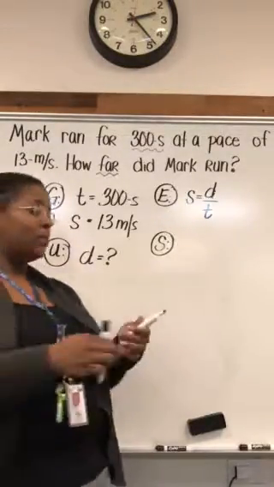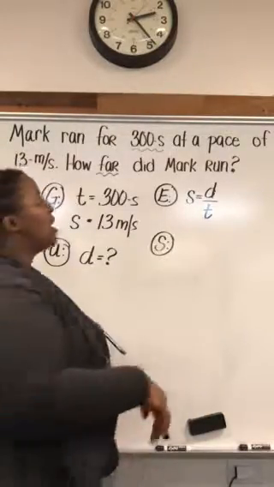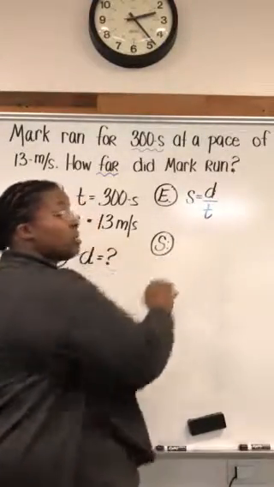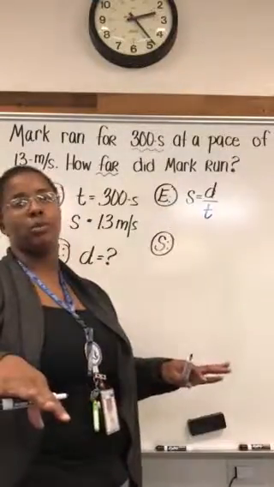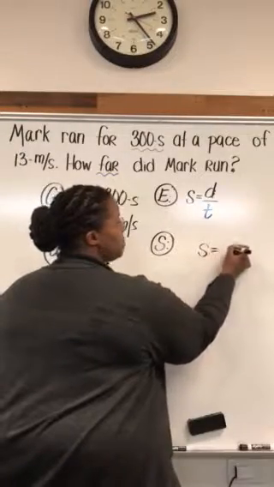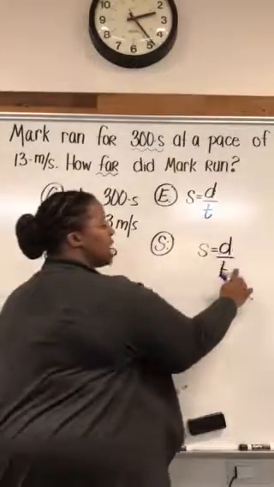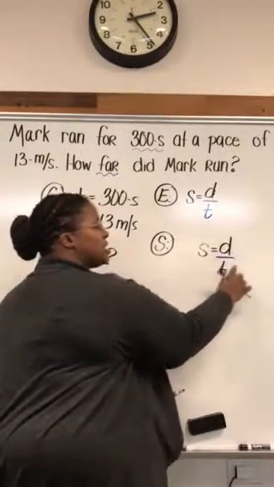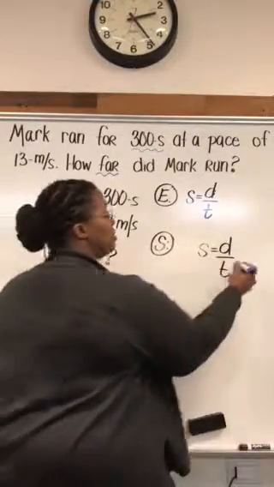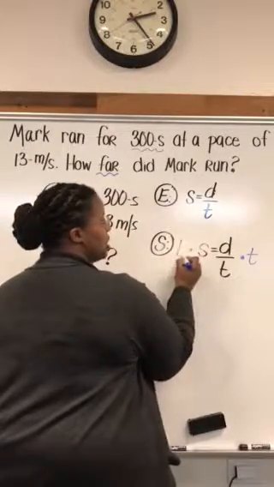Now, a quick tip. If you ever get confused as to where your variables are going to go, keep in mind, if I am looking for distance, it means that everybody else on that side of the equal sign has to move. So t needs to move. Here's my original equation. Speed equals distance divided by time. In order to move time, right here, between distance and time, they're dividing. So what's the opposite of dividing? We're going to multiply.